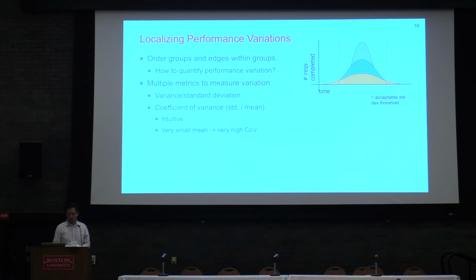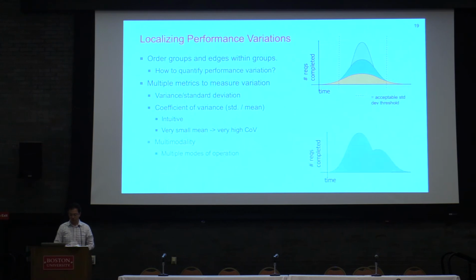There are multiple metrics that we can use to measure variation, like variance or standard deviation. Another one is coefficient of variance, which is the standard deviation divided by the mean. It's intuitive because if something has a smaller mean compared to the standard deviation, it would make more sense to prioritize exploring that. But in practice, if you have a very small mean of some edges, then this could result in a very high coefficient of variance. And we don't really want to explore some things that take microseconds.